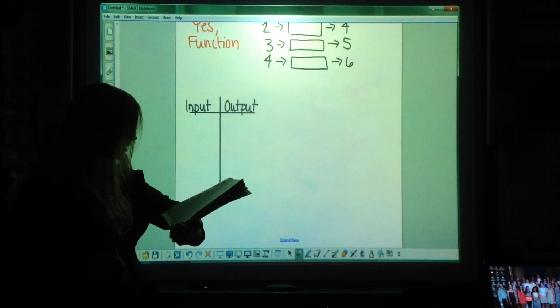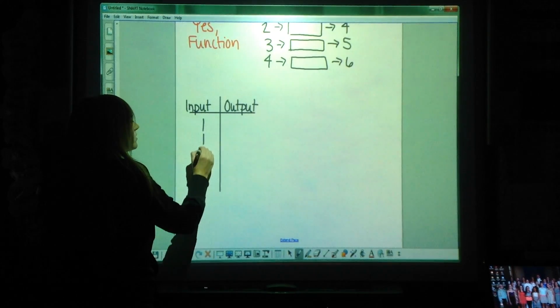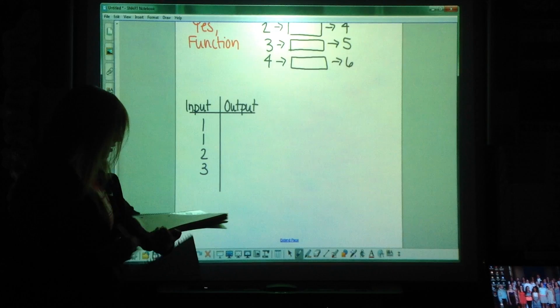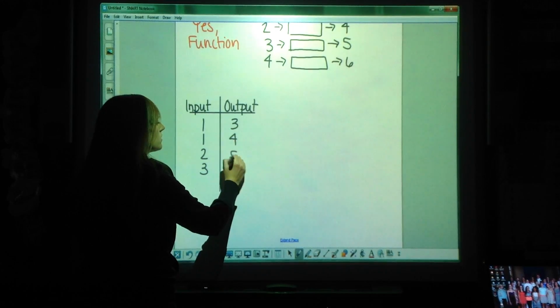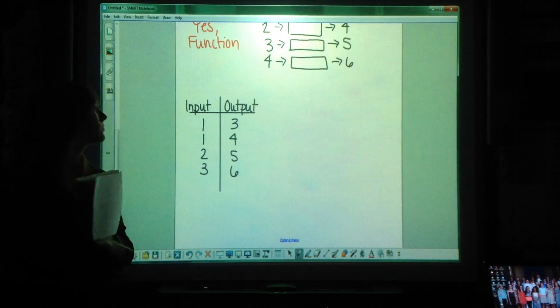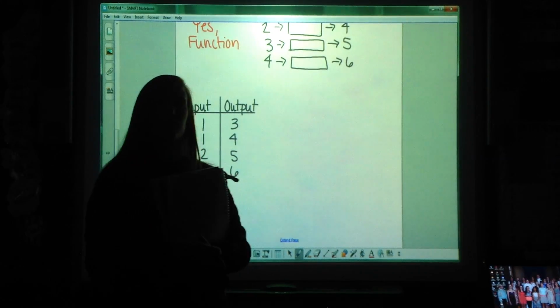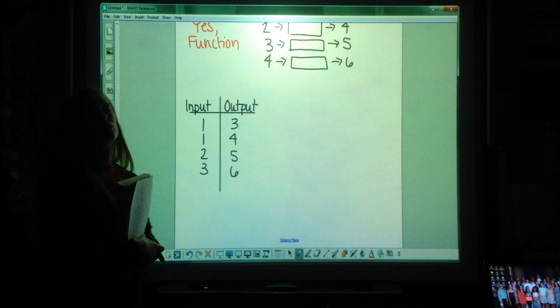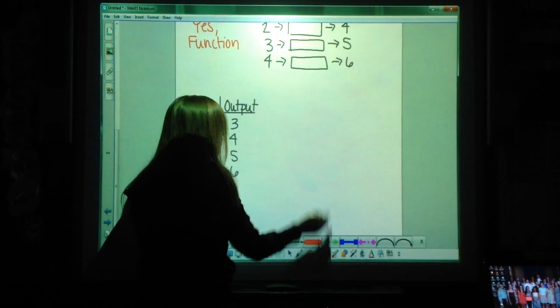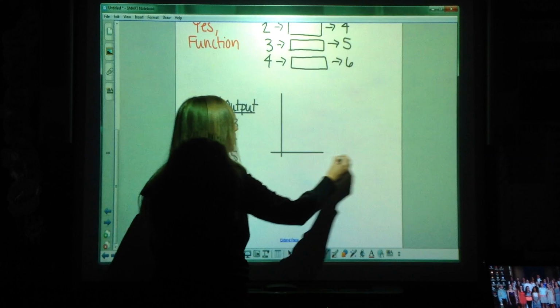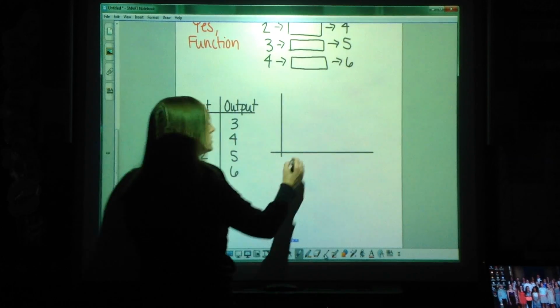The domain is 1, 1, 2, 3, and 3, 4, 5, 6 is my range. Again, it might be hard to see from the table, so I'm going to use the graph, I'm going to use the function machine, okay? So let's graph it. Again, everything's in the first quadrant, they're all positive.